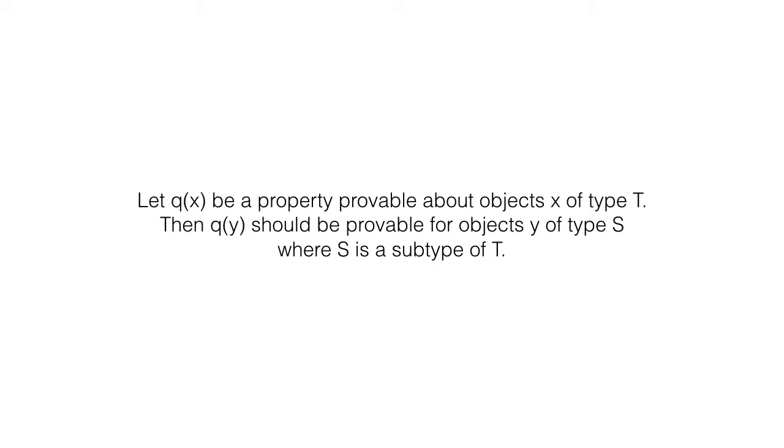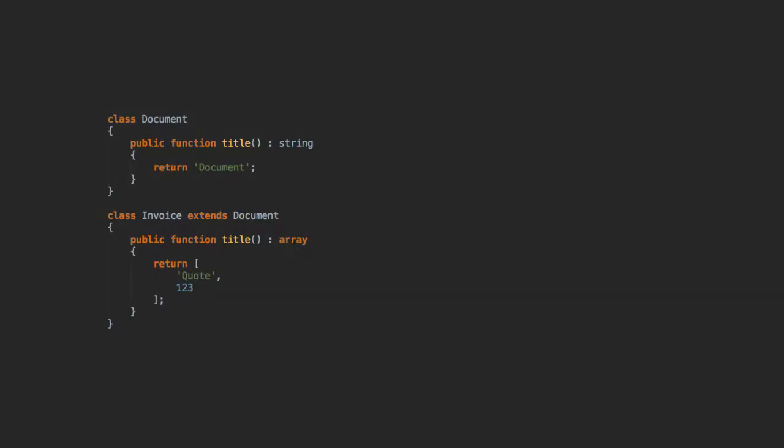But in much easier terms, what it basically means is that if you have a parent class, say Document, with a method title that returns a string, and then a subclass that overrides this method, the overridden method should return the same data type so that either one could be used with any code that makes use of this component. In this example, the Invoice class breaks the Liskov substitution principle because its title method returns an array instead of a string, which is what the same method of its parent class returns.